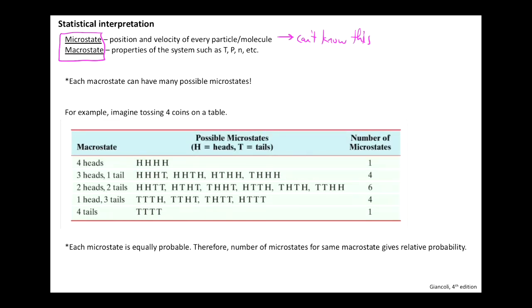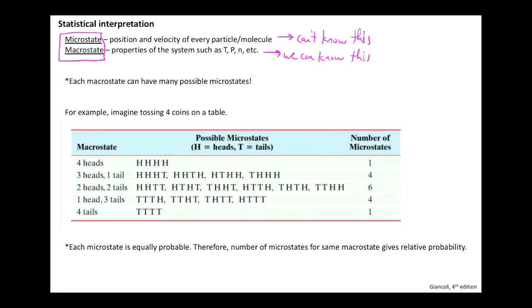So we can't really know the microstate. What we can know is the macrostate, which is the stuff we can observe, like temperature. We can measure the number of moles of gas. We can look at the volume and the pressure. All of those state variables are things we can measure. So we could say we can know this.